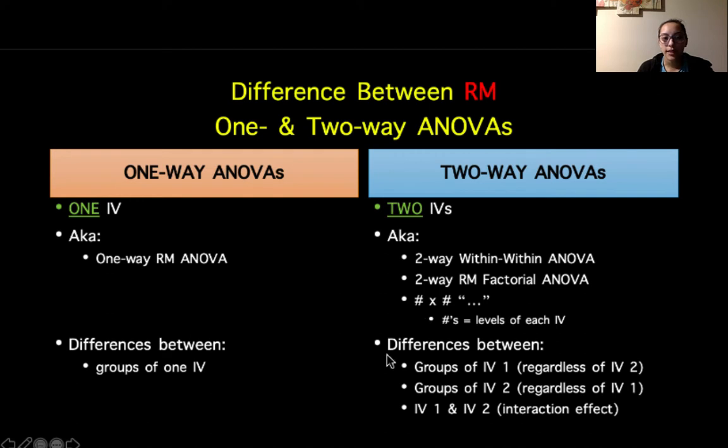In terms of the differences that we're looking at, we're still going to be looking at the differences of one independent variable regardless of the other one, differences between the second independent variable regardless of the first one, and then also the interaction effect, which is the primary reason why you would want to run a two-way ANOVA in the first place.